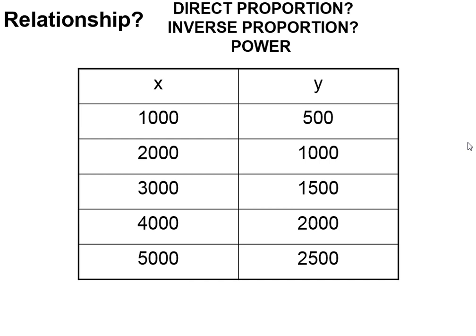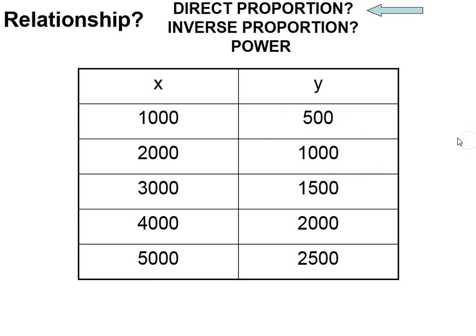Here's an example where you've got some data in the table, and values for x are listed on the left side, values for y are listed on the right side. The question is, what's the relationship here? Well, x is going up by nice even steps. The steps are 1,000. Turns out that y is also going up by nice even steps. Can you tell what the step is? It's 500. So every time x increases by 1,000, y always increases by 500.